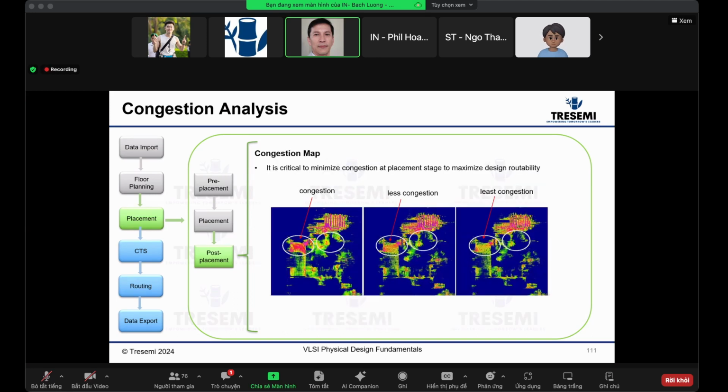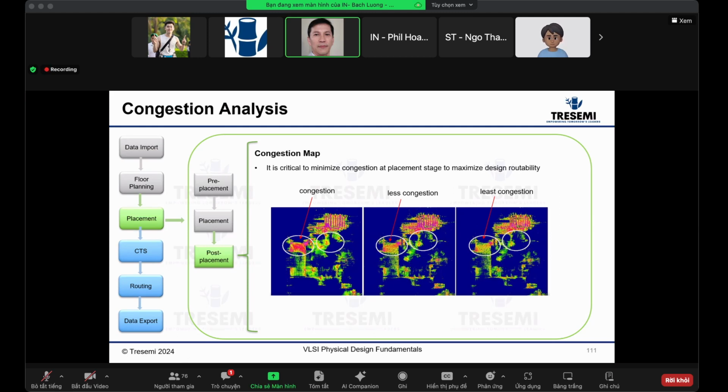Okay, so here I just show the example of the same congestion area, giving the default setting. You can see here you go from severe congestion, and after you go and fix it, it's gone down a little bit, and here's the least congestion.